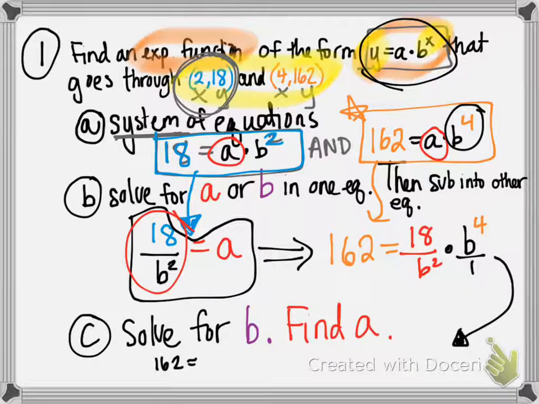162 equals 18 over b squared times b to the fourth, right? Now, you already saw this, so deja vu, I'm going to cross off a b squared, and this one changes to a 2. And then I'm going to be able to solve this, right? Sorry, let me get rid of my red here. Make it black. 162 equals 18b squared.